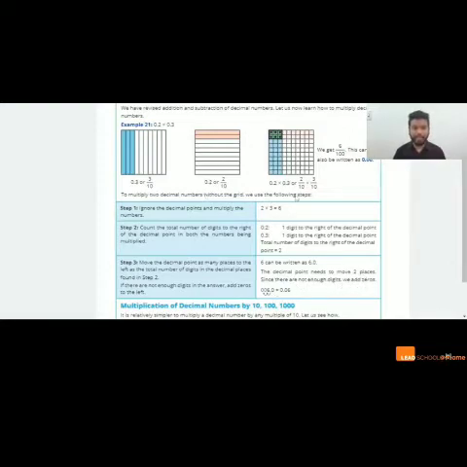Let us look at this example. 0.2 times 0.3. First step, I will ignore my decimal points. That is 2 times 3, which is 6. Step 2, I will count the total number of digits to the right of my decimal point. 0.2 has one digit next to the decimal point. 0.3 has one digit next to the decimal point. So in total there are 2 digits to the right of my decimal point.